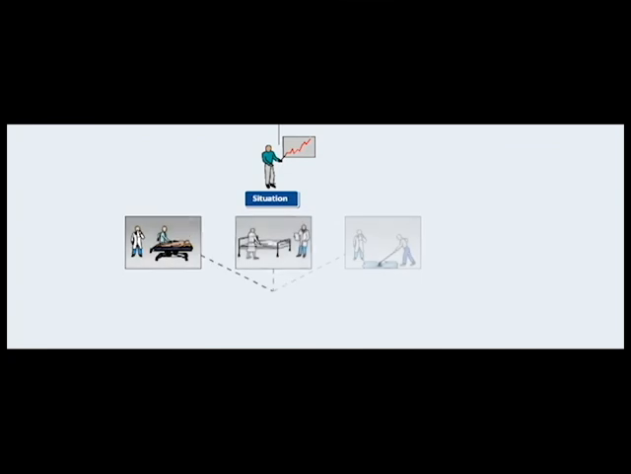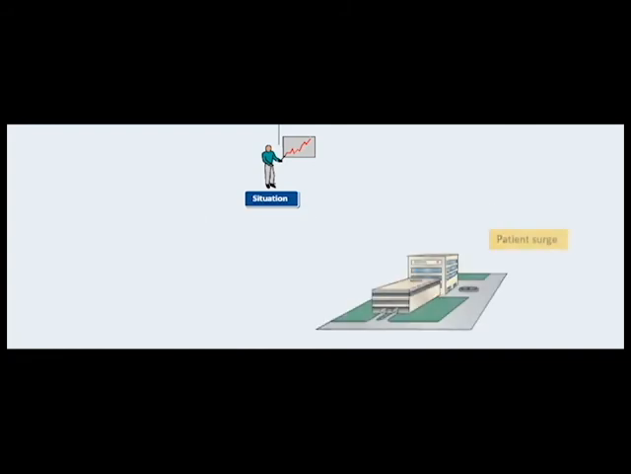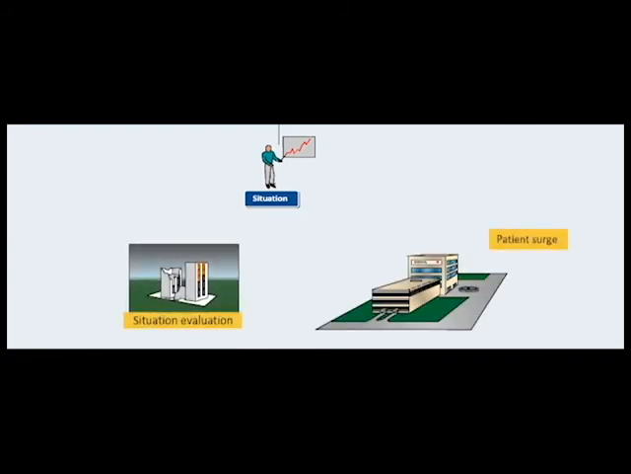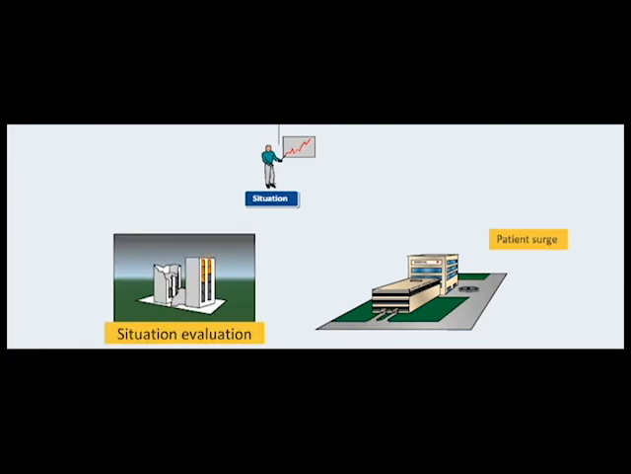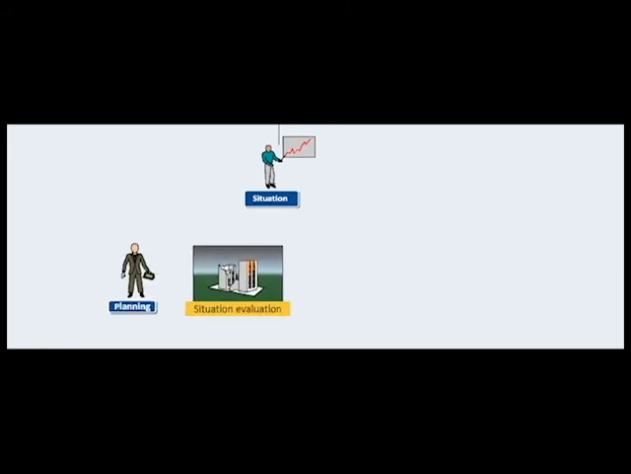The Situation Unit collects, processes, and organizes ongoing situation information, such as patient numbers and conditions. This information is used to prepare incident summaries and develop projections of future events as well as options for response. For instance, in the case of a surge of patients from a factory explosion, the Situation Unit gets information from the scene about the number of casualties and their conditions.